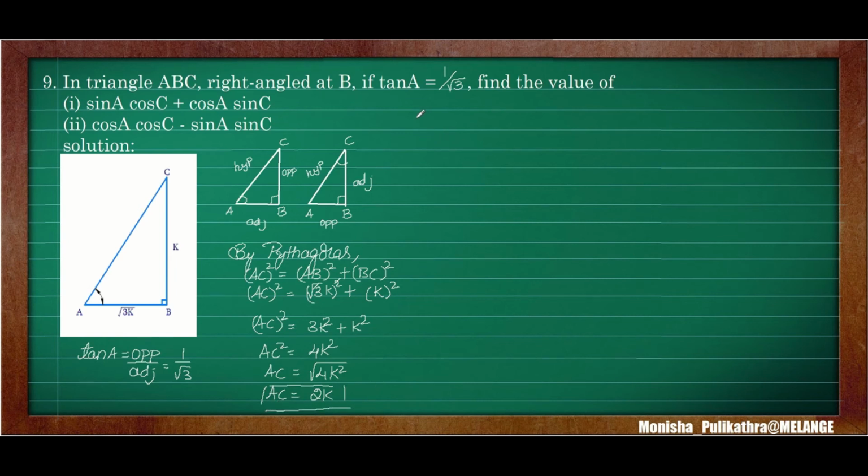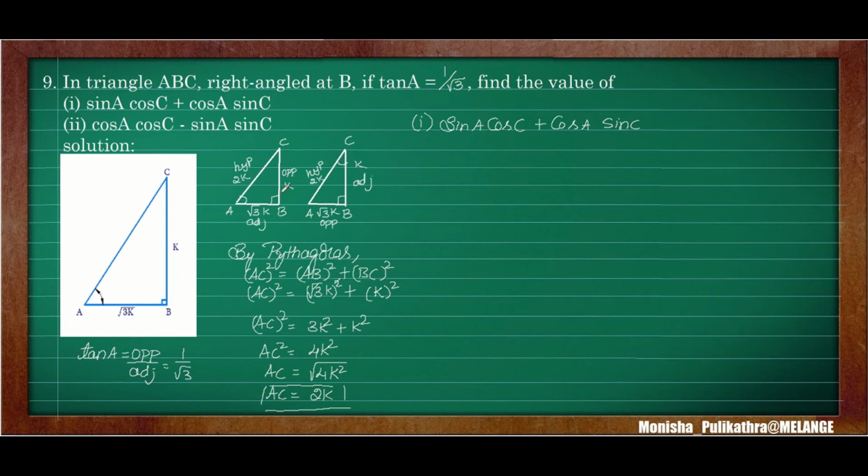Okay. So next I will write the first expression to find out, that is sin A cos C plus cos A sin C. Okay. Here the values won't change. Here it will be root 3k, this is k, and this will be 2k. Again here this will be 2k and root 3k. Okay. So when C is asked, we have to look at this triangle. When A is asked, we have to look at this triangle, because here A is taken as the angle and here C is taken as the angle.